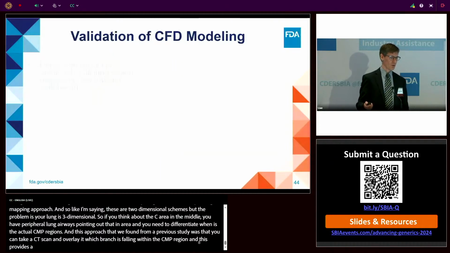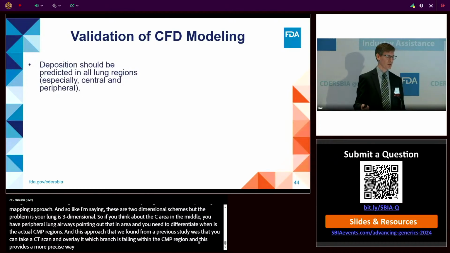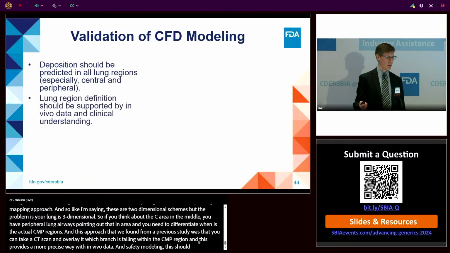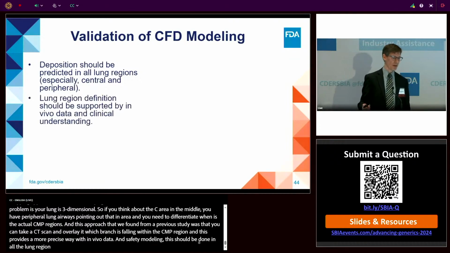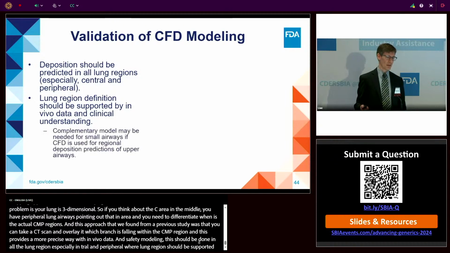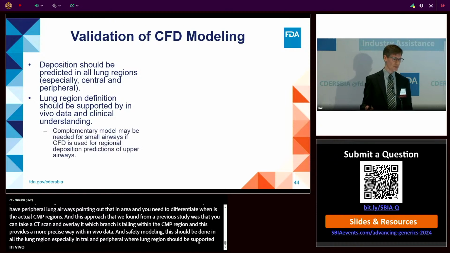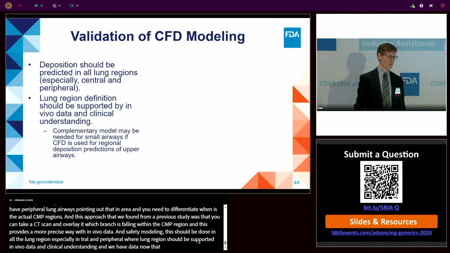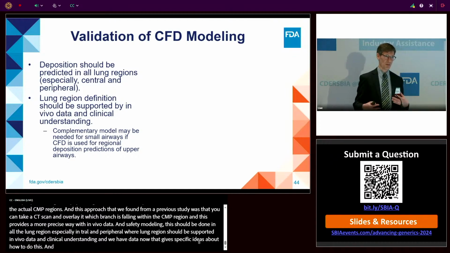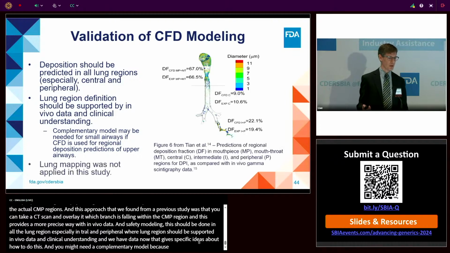And a little word on validation of CFD modeling. We think that this should be done in all the lung regions, especially central and peripheral. The lung region should be supported by in vivo data and clinical understanding. We do have some recommendations now that give some specific ideas about how to do this. And you might need a complementary model for the small airways because CFD typically is better suited to the larger airways. So it can be helpful to pair with a semi-empirical model.